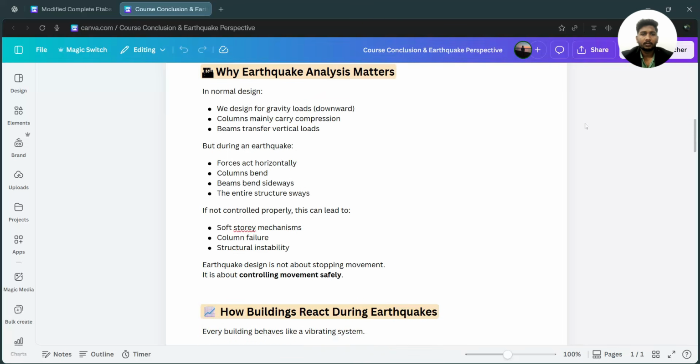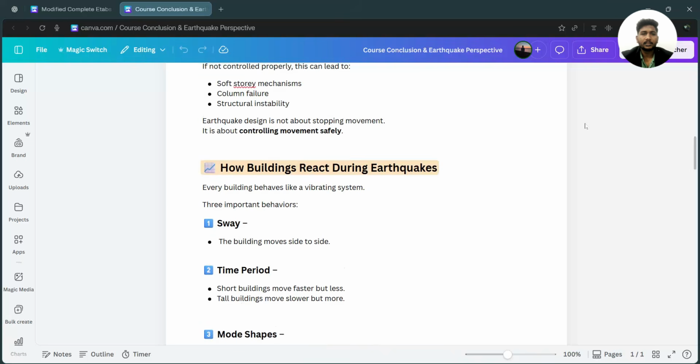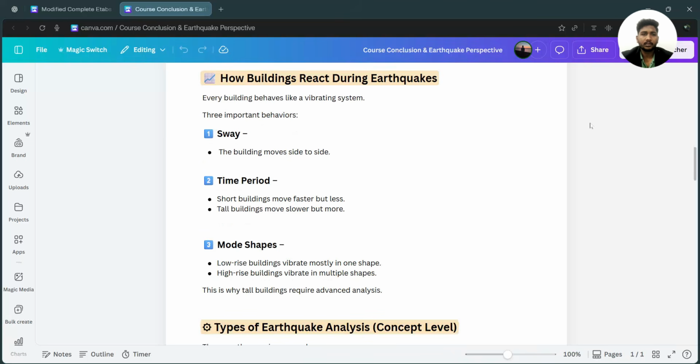Then after, we will see how a building reacts during an earthquake. Every building behaves like a vibrating system. There are basically three important behaviors in an earthquake: the first is the sway, the second is the time period, and the third is the mode shape. In the sway, the building moves side to side. In the time period, short buildings move faster but less, and tall buildings move slower but more.